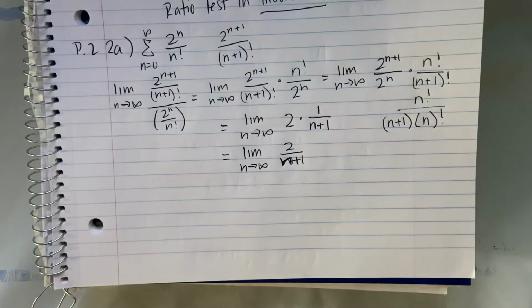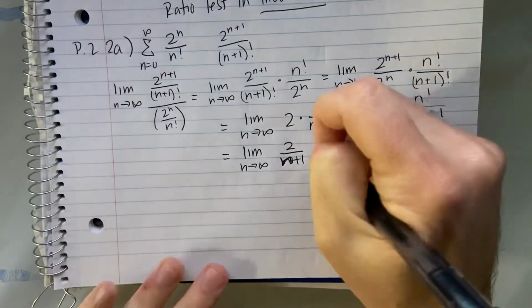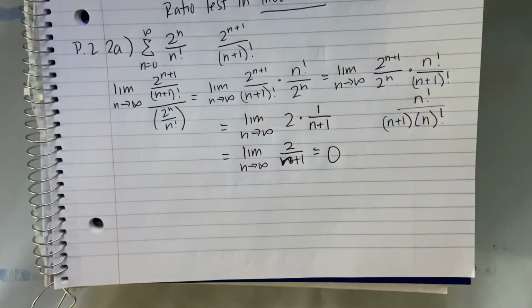Now what happens as n goes to infinity? It becomes 2 over something infinitely large, which is 0. So what does that mean? That means the ratio of these terms eventually gets smaller and smaller and approaches 0. Why? Let's look at this first term.